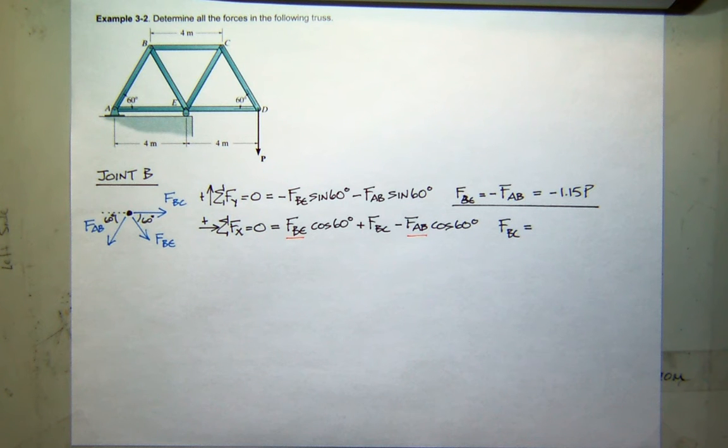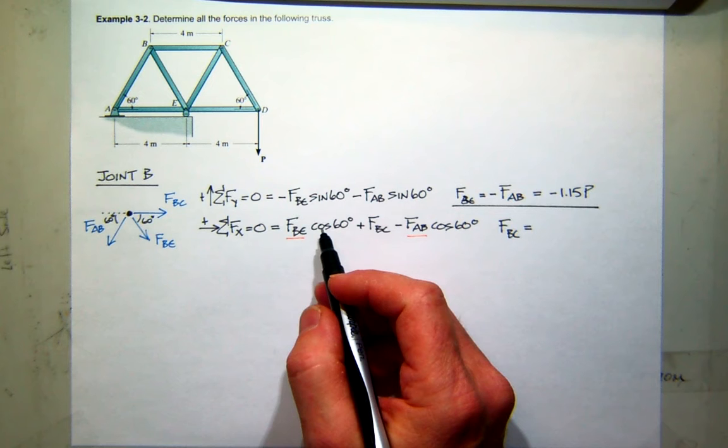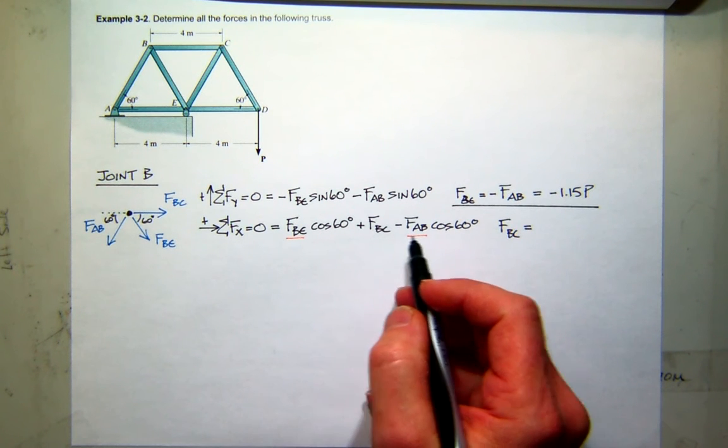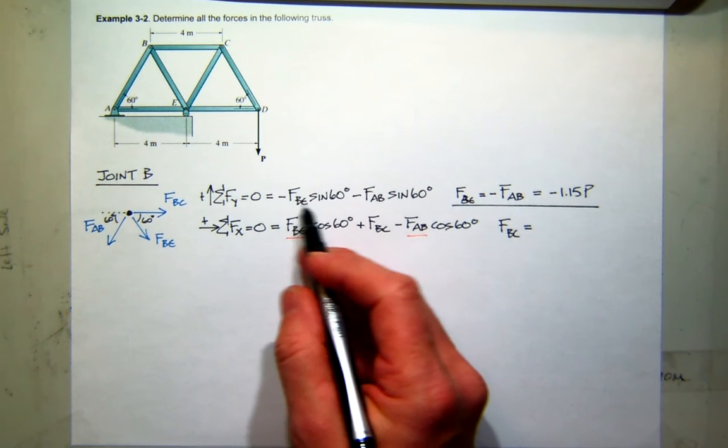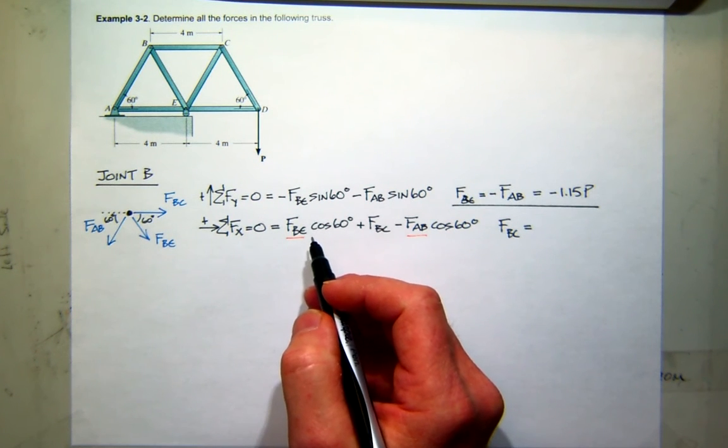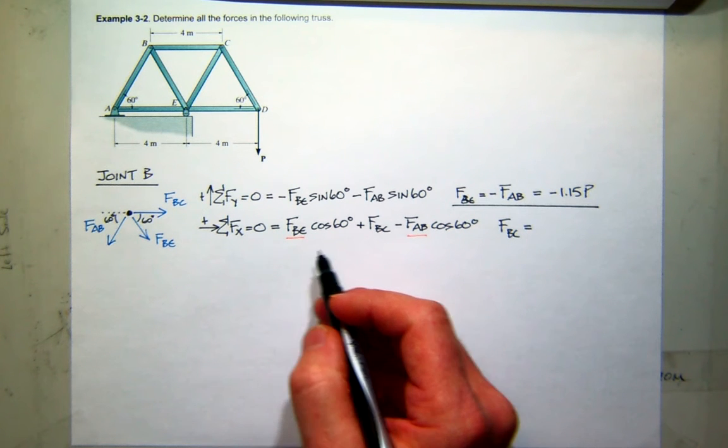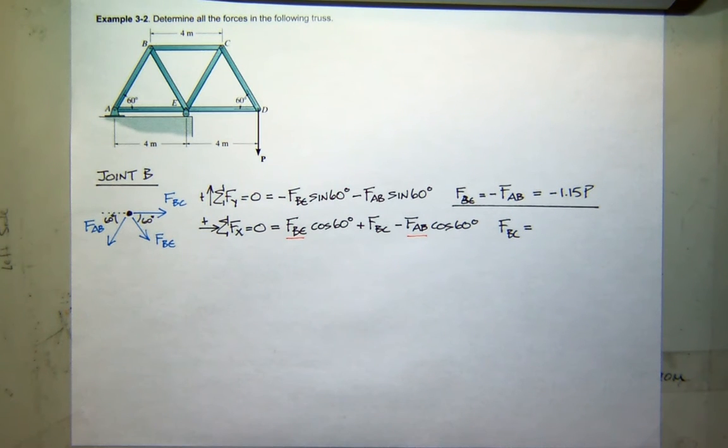Got FBE, which is 1.15P, and FAB is 1.15. Well, to solve for BC, one of them goes the other side as positive, one goes as negative. Right? Are they both? Is it 2? Negative? It could be, but I think it's going to be in tension. I don't know why I'm thinking that.